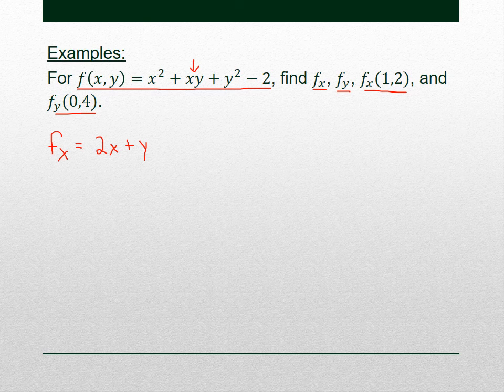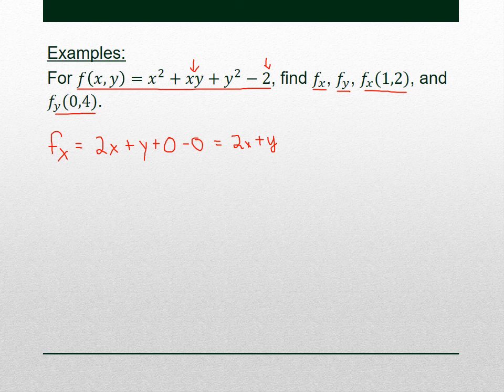Now, what's the derivative of y squared, partial derivative with respect to x? Well, since we're taking the partial derivative with respect to x, we treat y as a constant. So y squared is just some other constant. So the derivative of a constant is 0. And now minus 2 genuinely looks like a constant, and the derivative of that constant would also be 0. So the partial derivative with respect to x would be 2x plus y.